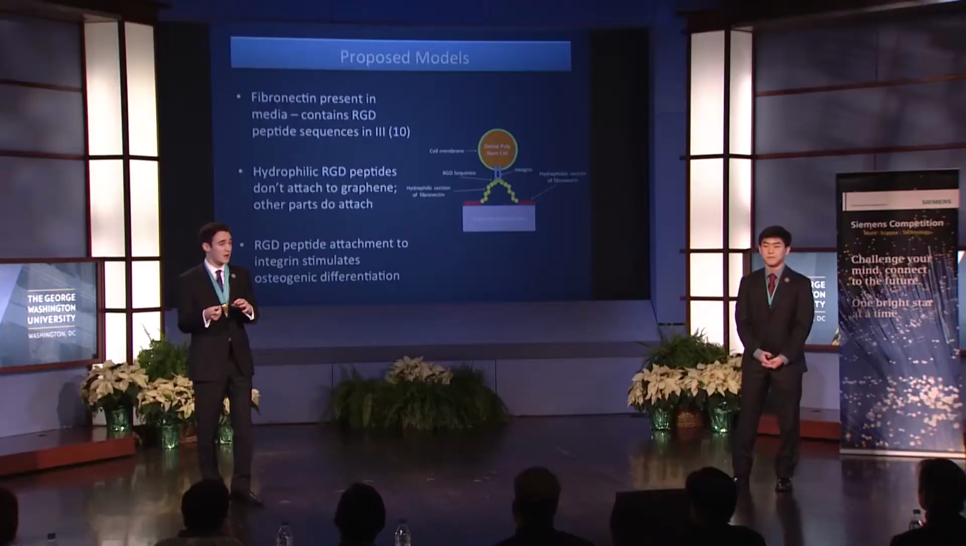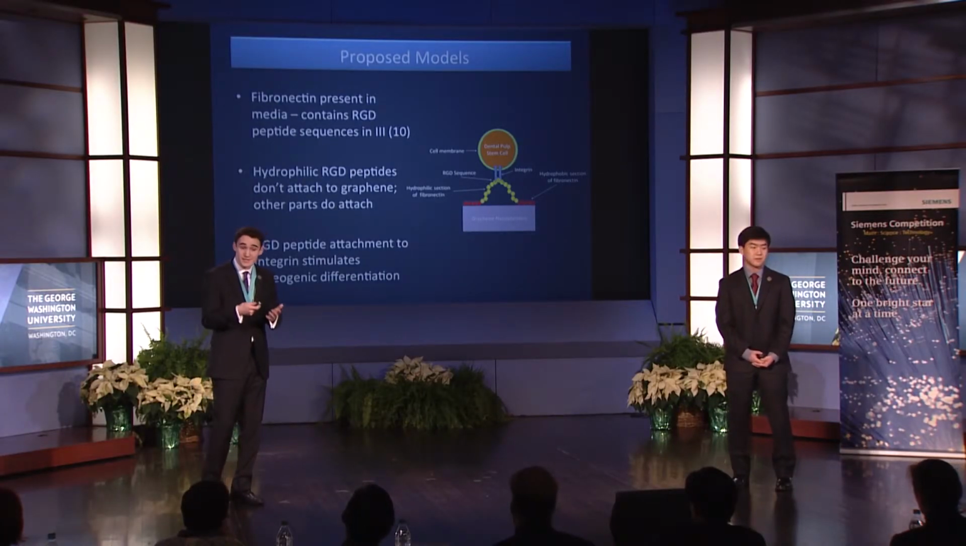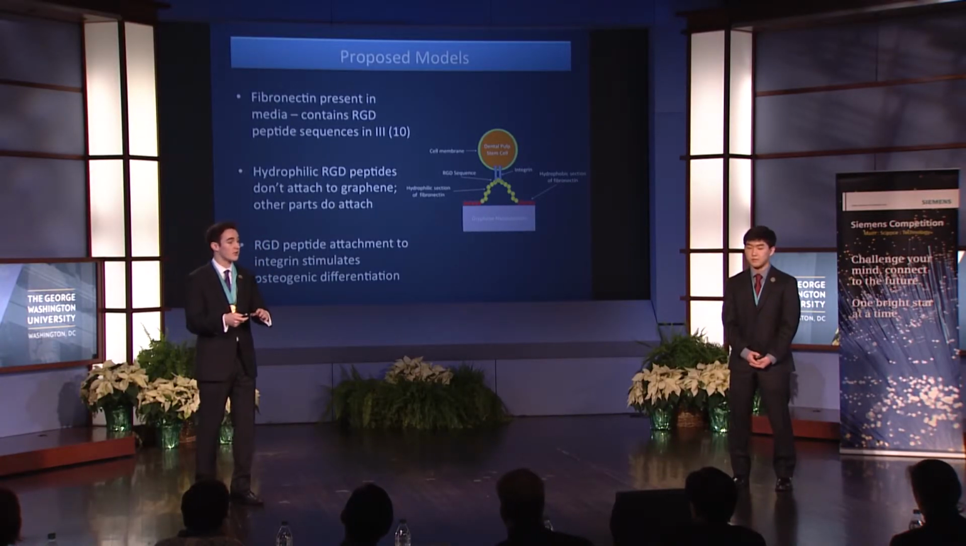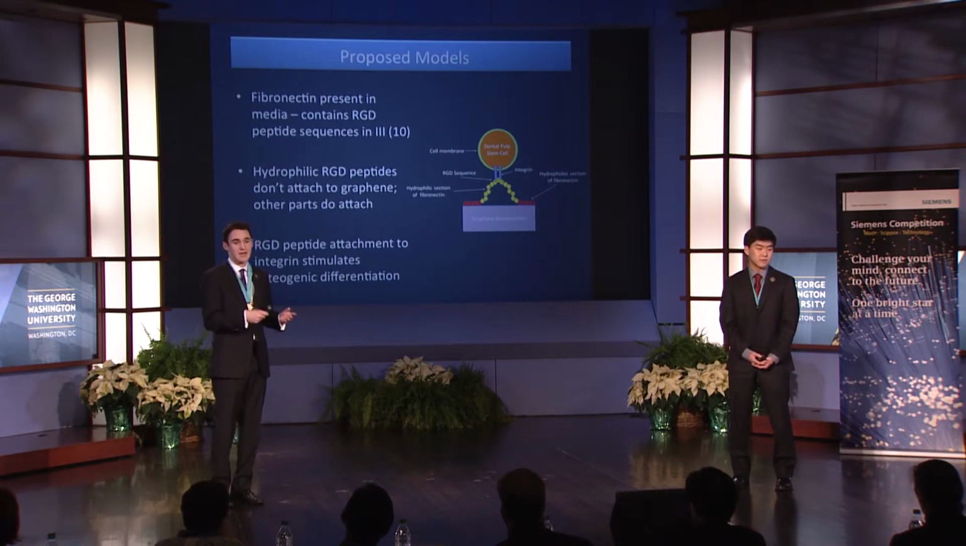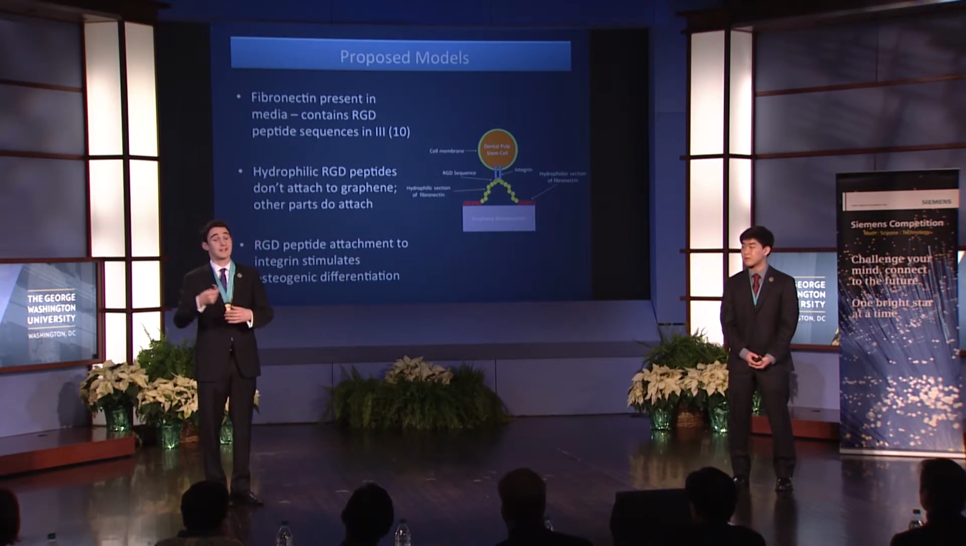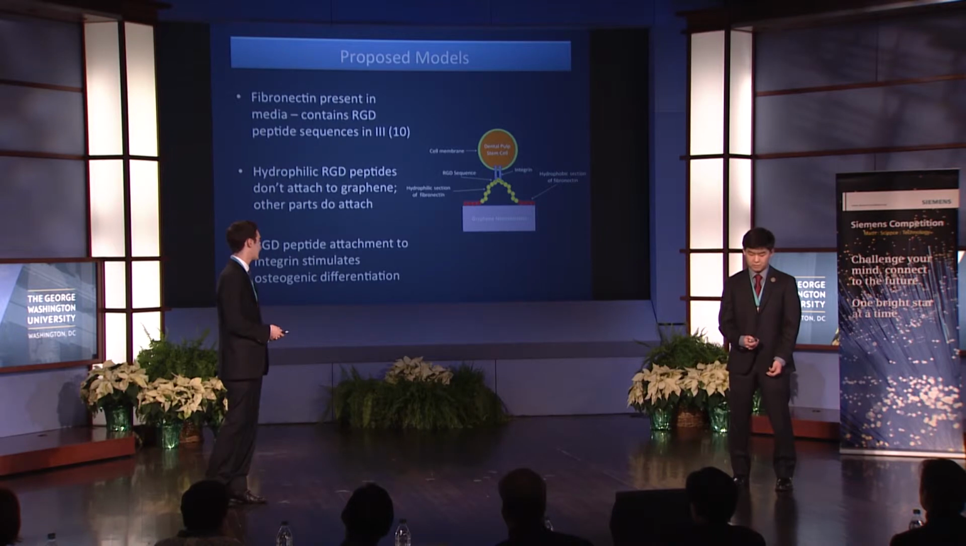And those RGD peptide sequences, when they bind to certain integrin receptors on the cells, have been shown previously in multiple experiments to induce osteogenic differentiation. So the idea is that because of the hydrophobicity of the graphene, we're able to see a model in which the proteins bind to the graphene and certain regions are able to bind to the cell, inducing osteogenic differentiation.